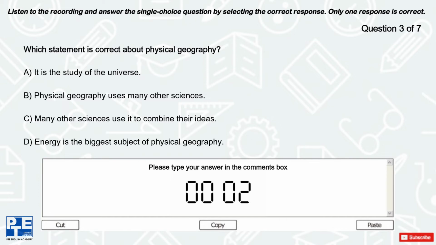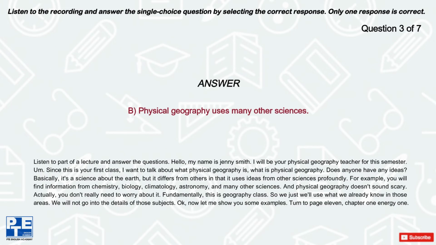Answer: Option B. Physical geography uses many other sciences.